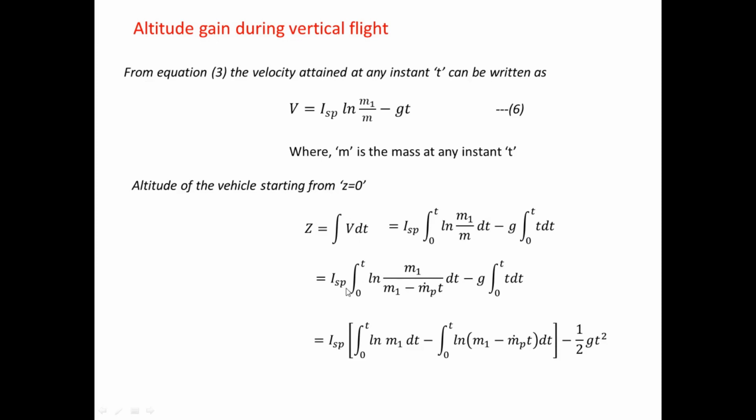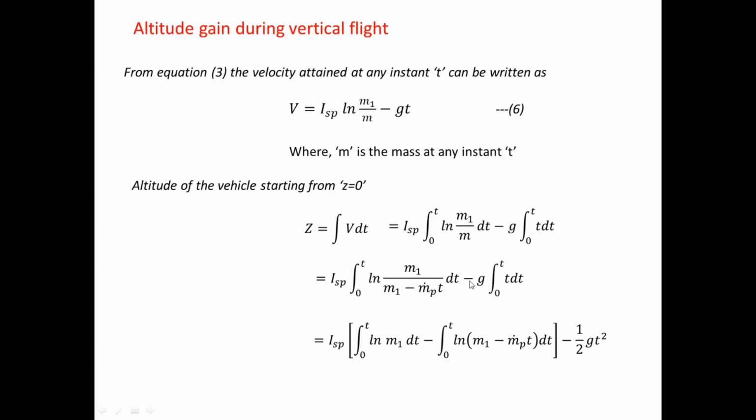So Isp into integral 0 to t of ln, where m1 is the initial mass of the vehicle, and the mass at any instant t can be written as m1 minus the rate of propellant consumption over a time t. So m dot p into t will give the total propellant consumed during the time from 0 to t. In the first t seconds, m dot p is the rate of consumption, and that into total time gives the total propellant consumed over time t. So m1 minus that will give the mass of the rocket after a time t.